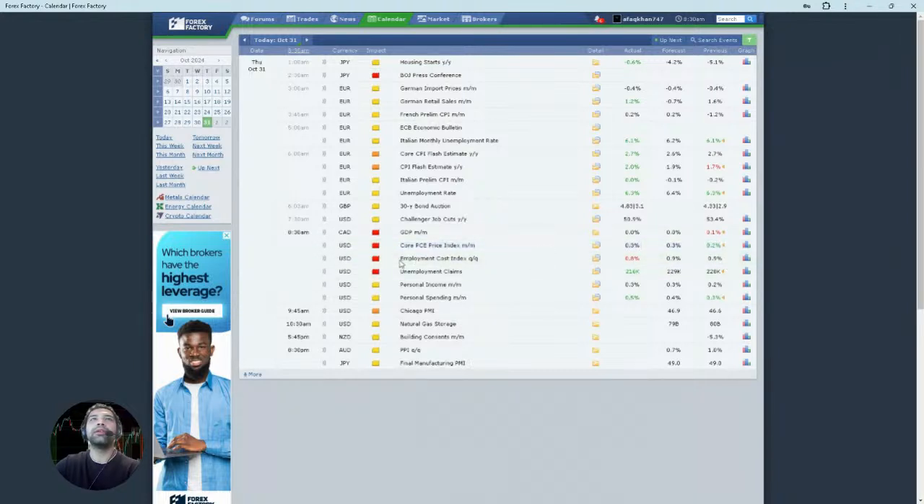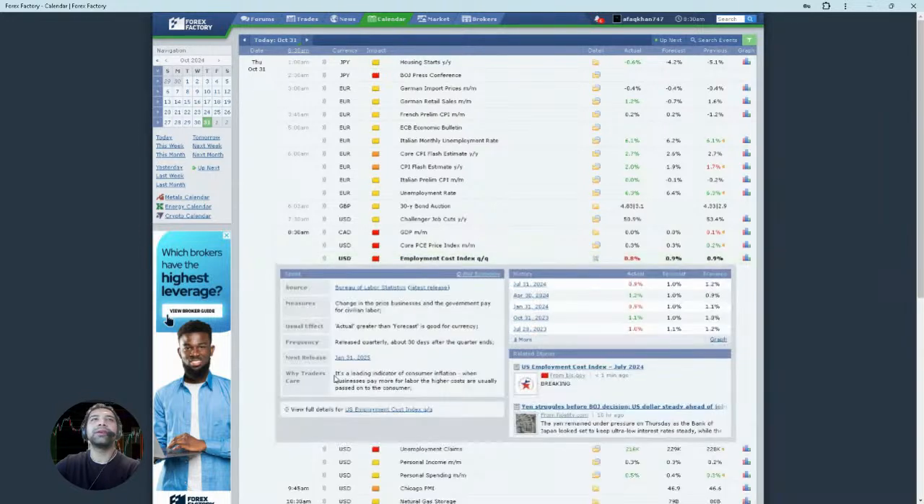And the employment cost index, right? This is basically the change in the price businesses and government pay for civilian labor. It is a leading indicator for consumer inflation. When the business pays more for labor, the higher costs are usually passed on to the consumers, right?